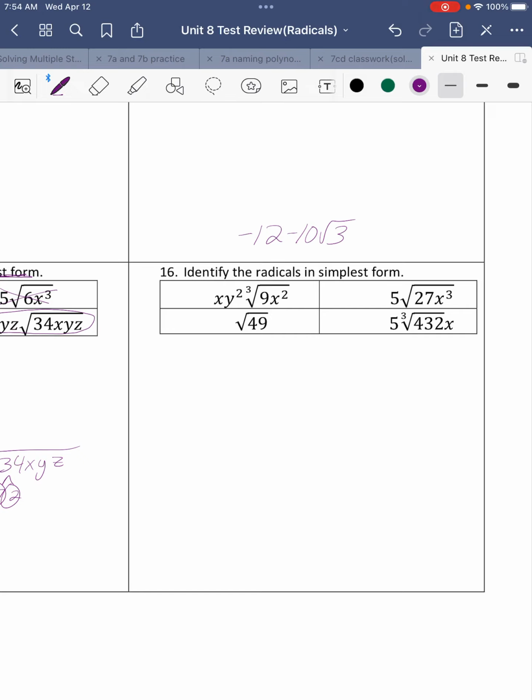So just those two. On number 16, the two that you're going to find that are in simplest form are none of them. None of them are in simplest. Oh wait, no, just kidding. Top left is the only one that's in simplest form.